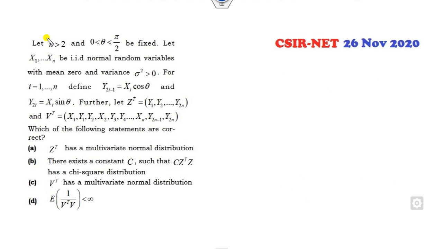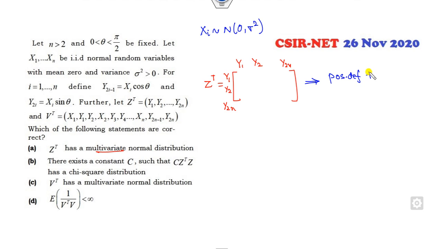Look at another one. Let xi be this. Xi follows the normal distribution with a mean and variance, and Z transpose is y1, y2, up to y of 2n. My target is to check when it is said to be multivariate. If I prove this is a positive definite and symmetric matrix, fine.